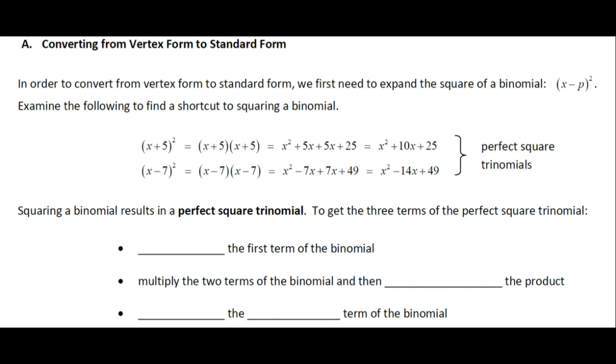When you're multiplying binomials, how many products will you get? You're going to get 4 products, right? Which will collect into 3 terms. But you're going to get 4 products.